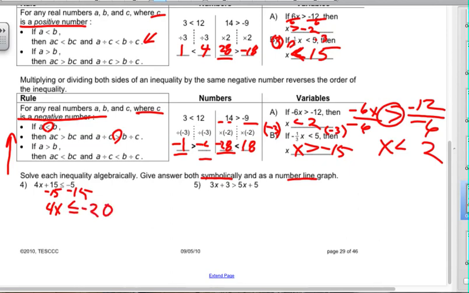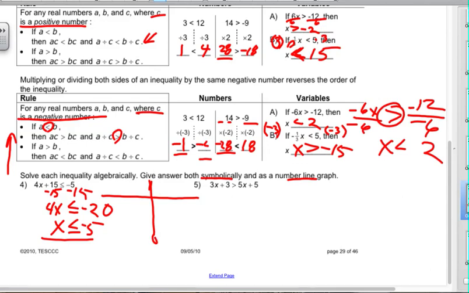And now I divide by 4. Because it's positive, I don't have to worry about switching the inequality. So x is going to be less than or equal to negative 5. And this is your symbolic answer. Now as a number line, you do just like we did at the beginning of the year. We had to do these number lines.